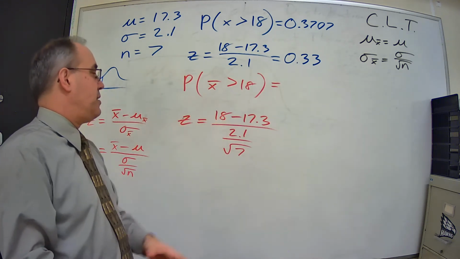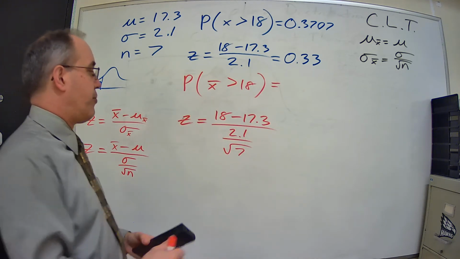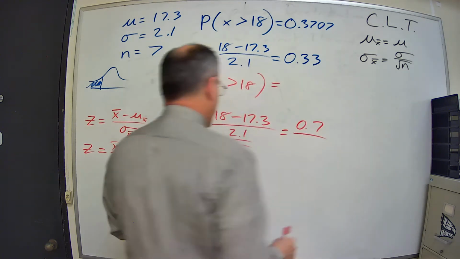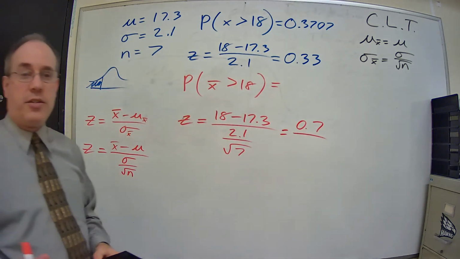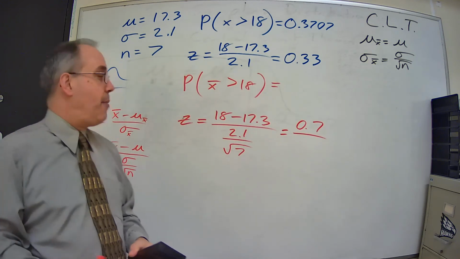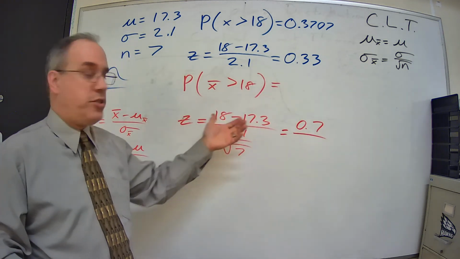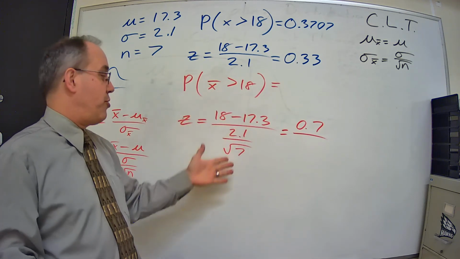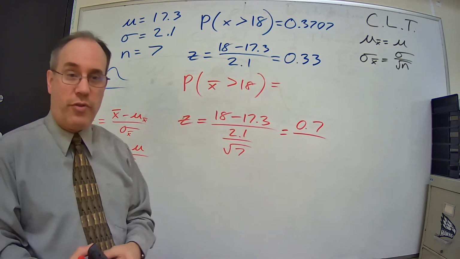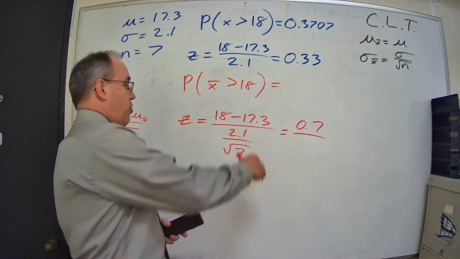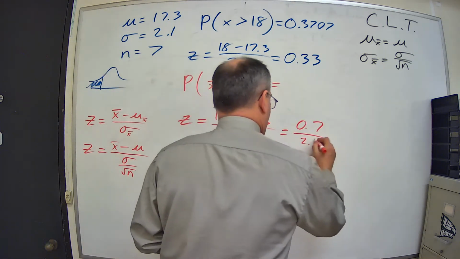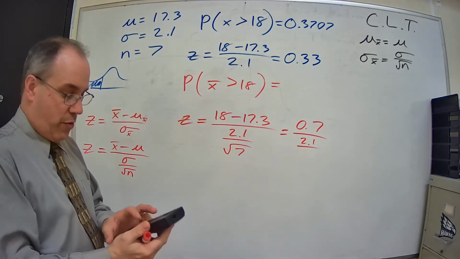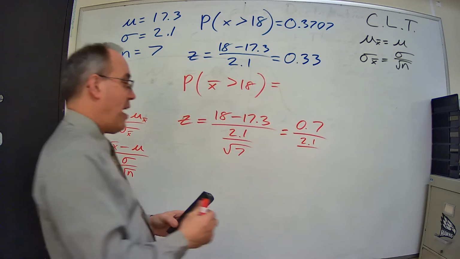So again, 18 minus 17.3, and I'm going to write this off to the side of this one, so that's 0.7. And the reason I'm doing it is because I want to demonstrate the order that things have to happen. Be careful about order of operations. If you're plugging this into the calculator all in one shot, you better make sure that you do it correctly, otherwise you're going to throw off your numbers. So I have 2.1 divided by the square root of 7. So the square root of 7 is 2.65 approximately.